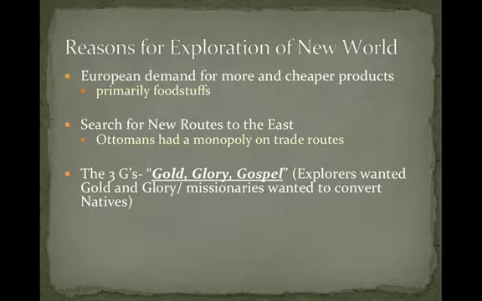The three G's would be our last reason for European exploration of the New World, that being gold, glory, and the gospel. Now, the explorers wanted the first two, gold and glory. The missionaries, or the religious folk, they wanted to convert natives over to the gospel, in other words, the Bible.